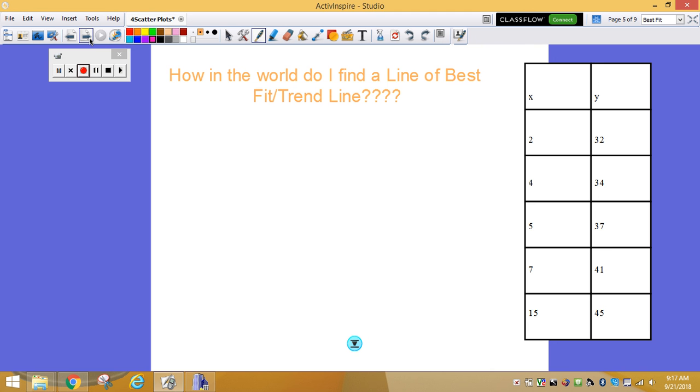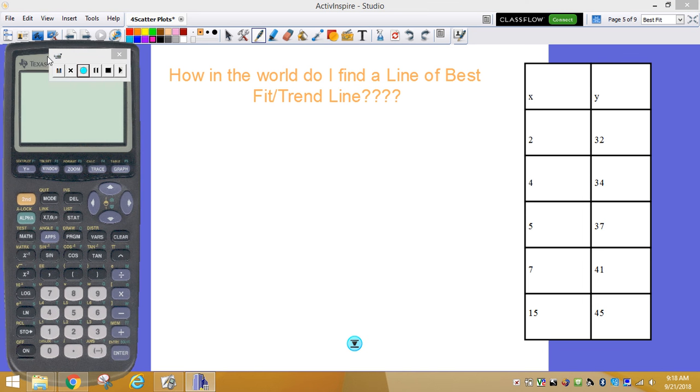How in the world do I find a line of best fit or a trend line? Because they're going to give you data, and they're going to say, hey, what's the line of best fit? What is the trend line? Well, good and bad news. Good news, your calculator will do it. Bad news, it's a lot of buttons to press, okay? So let's start going through it. I'm going to show you how to do this.